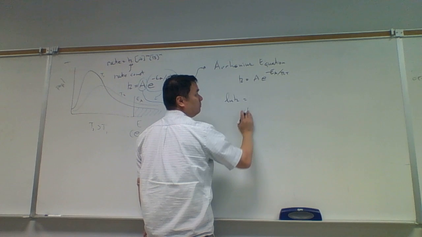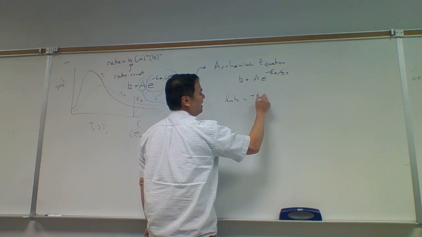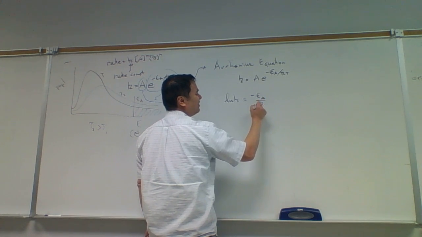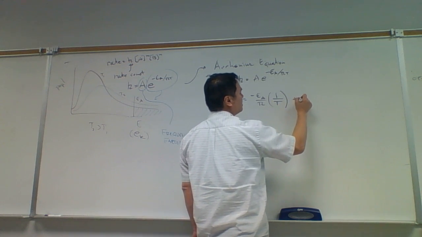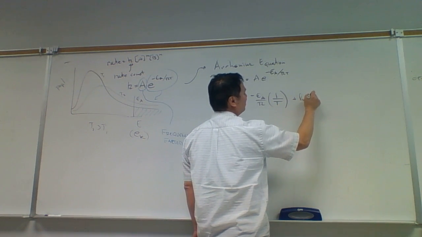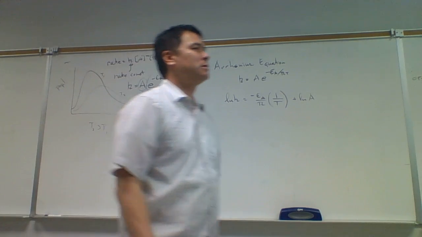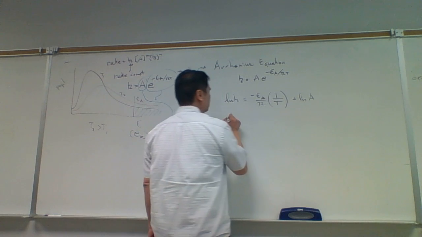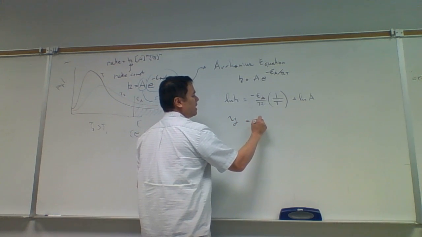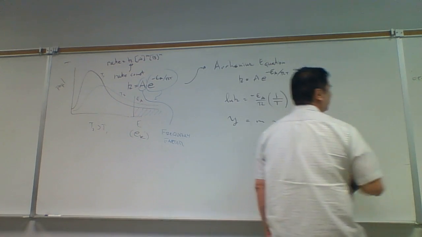And so doing a little bit of mathematical rearrangement, we get ln k equals minus Ea over R, which is a constant, times 1 over T, plus ln of A. Just with a little bit of rearrangement and using the property of logs. The thing about this arrangement is it has the form y equals mx plus b.